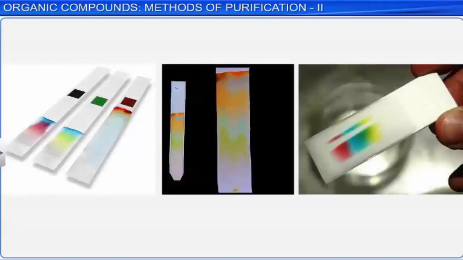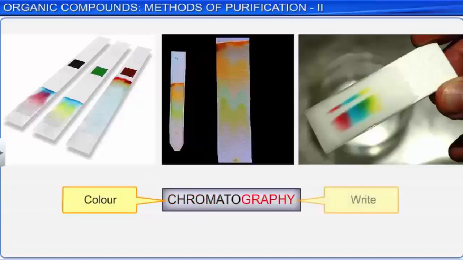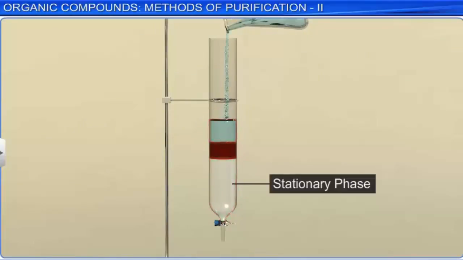Another important method of identifying, separating, and purifying compounds of a mixture is chromatography. The name chromatography is derived from the Greek word chroma, which means color, and graphein, which means to write. The principle behind this technique is the differential adsorption of various components of a mixture on the fixed or stationary phase under the influence of a moving phase called mobile phase.